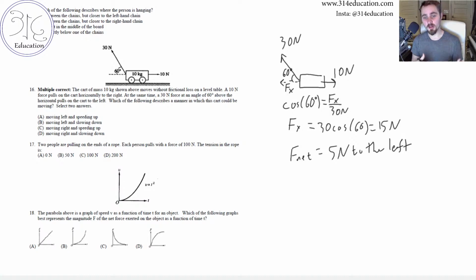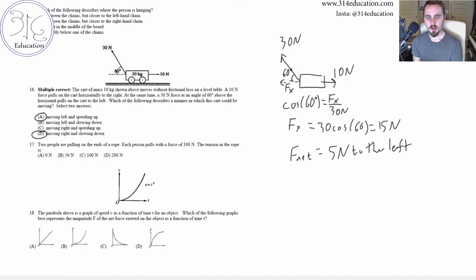That means we are accelerating to the left. But this is multiple correct, so we have to keep wily about what could be happening. We like the case of moving to the left and speeding up. That is what accelerating to the left means. But we could also be moving to the right. We could have had some initial velocity to the right and then we're accelerating to the left. If we're accelerating in the opposite direction, that would be slowing down. So D is our other option that is correct here. We could have some rightward velocity, and then this acceleration is slowing us down.